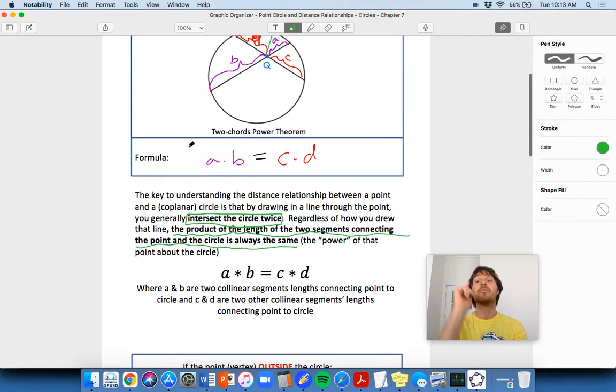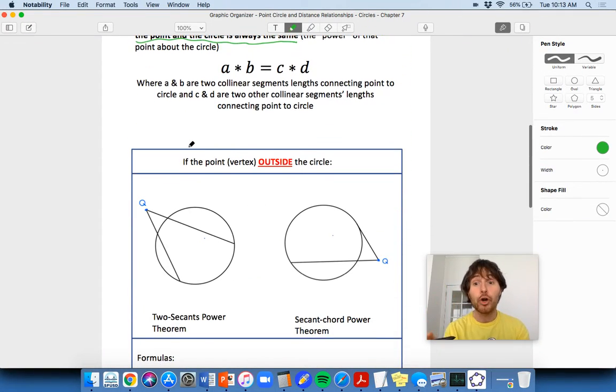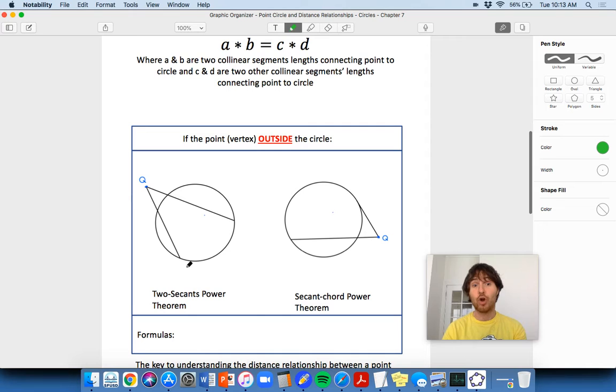You'll get it here. And this is actually going to be true for our other power theorem regarding two secants. We did two chords a second ago. Now we have the two secants power theorem. This is the same exact thing.